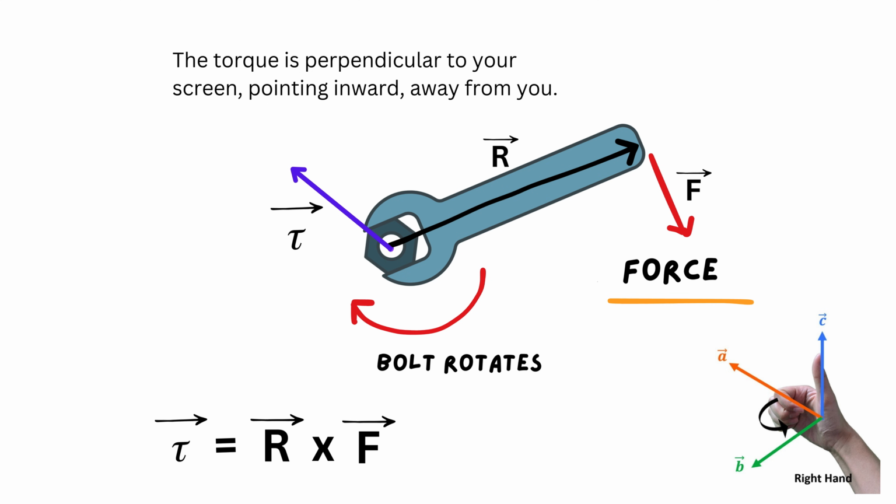So if force is applied like this, in this direction, and the lever arm is like this, or this vector, then using the right-hand rule, the direction of the torque will be inward, and thus the bolt will rotate like this. Now keep this thing in mind to make your calculations easier.